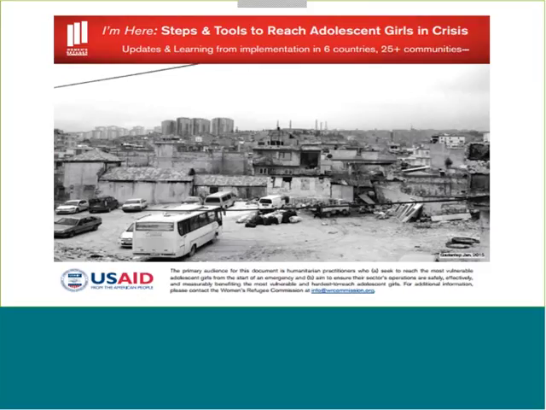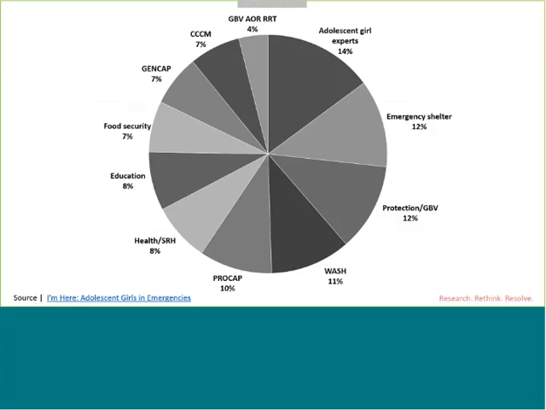What I'd like to do in closing, over the next few slides, is share that if you're interested in learning more details of the framing, and some differences across now 8 different countries, but 6 at the time, and the 25-plus communities, I encourage you to look online for this document: I'm Here, Steps and Tools to Reach Adolescent Girls. It's on the WRC's website. There is more detailed information there about the steps and the approach that you can read at your leisure, and feel free to reach out later.